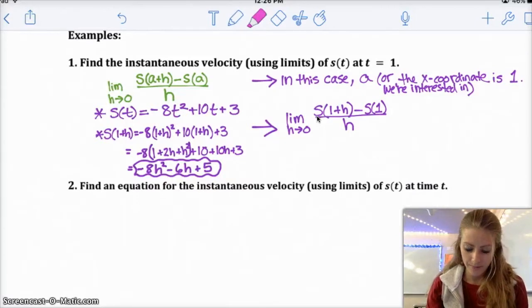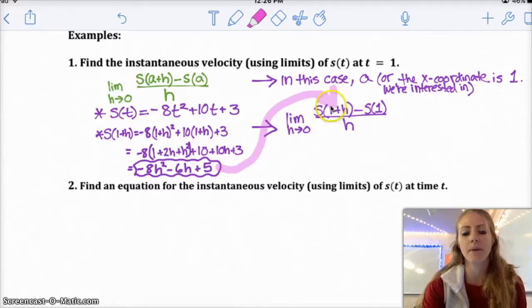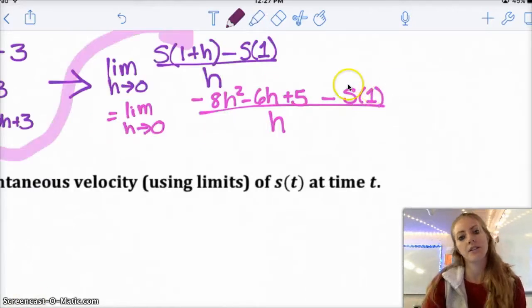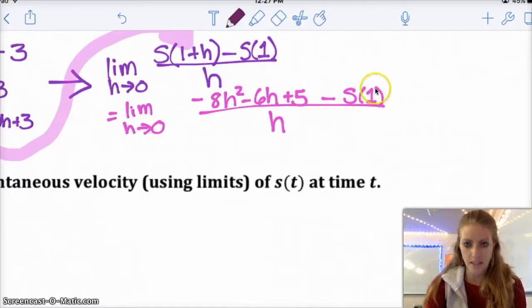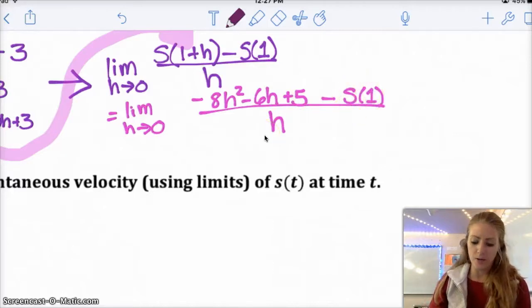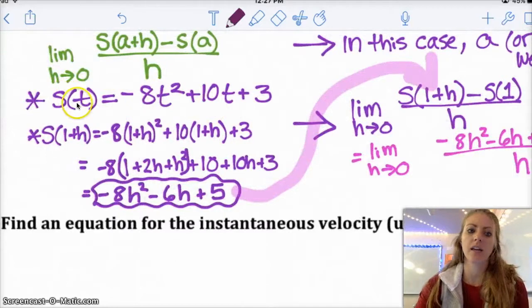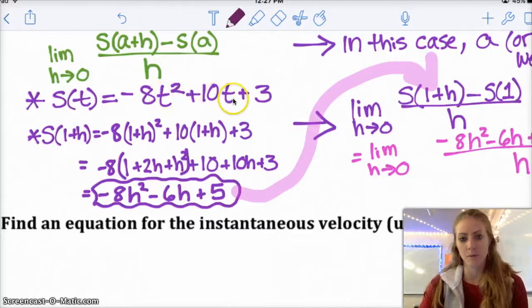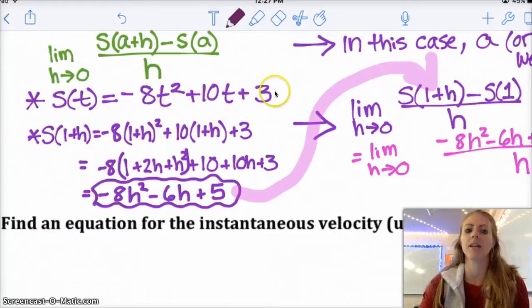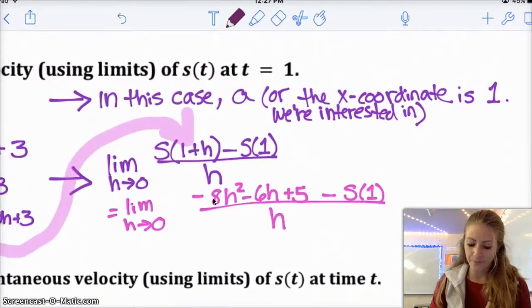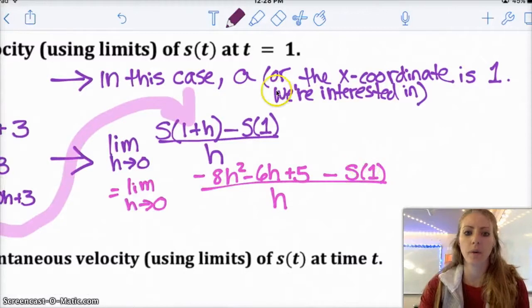So this piece is equal to s of 1 plus h. So I'm going to change that. We also need to find what s of 1 is. The only thing I need to do now is figure out what s of 1 is, because that's this part here. So again, I go back to my original function, s of t, and I'm just plugging in 1 for t. So it should be negative 8 times 1 squared plus 10 times 1 plus 3, which should come out to be 5. I have negative 8 plus 10 plus 3, so that should be 5. So I'm going to replace s of 1 with 5.